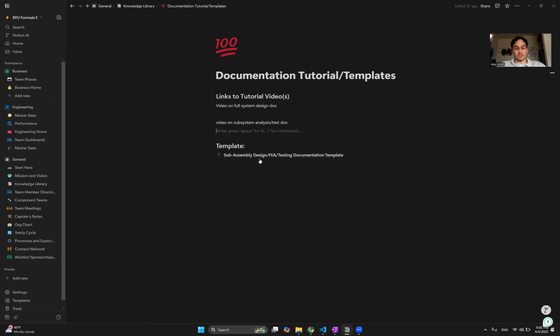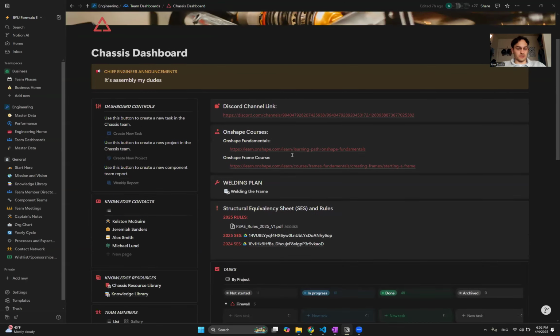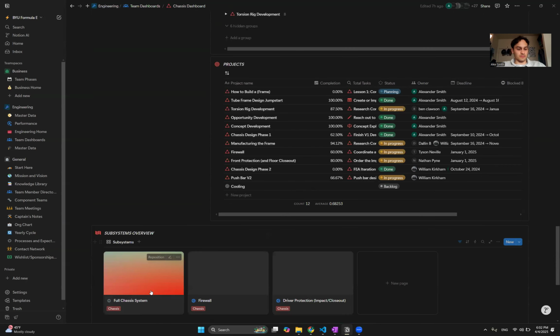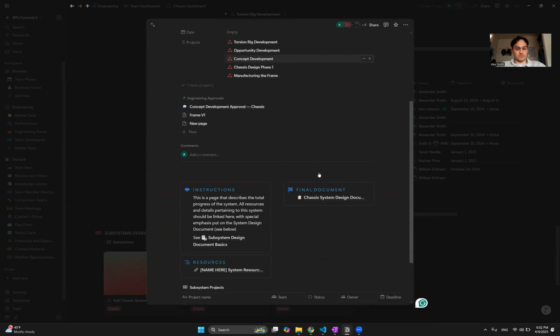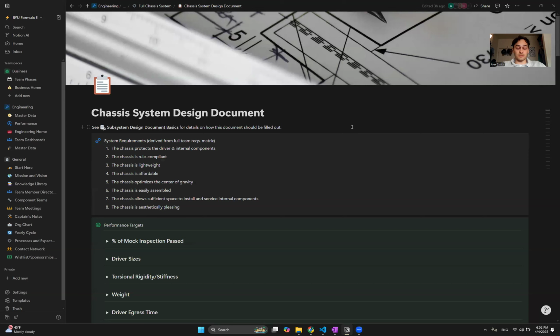And then there's this template that I've made that kind of highlights the little format for an IMRAD paper that we're using. We're spoofing on it a little bit for our purposes. And yeah, after you've done that, go to your team dashboard. I'm going to chassis, that's my wheelhouse. If we come down here, there's this full chassis system, and then we're going to our system design document. So each sub team should have this. There should be one for aero, for ergo, pedals and brakes, you name it.